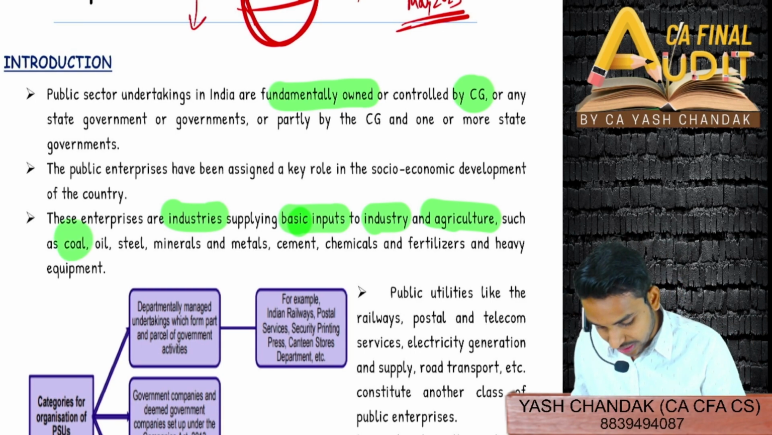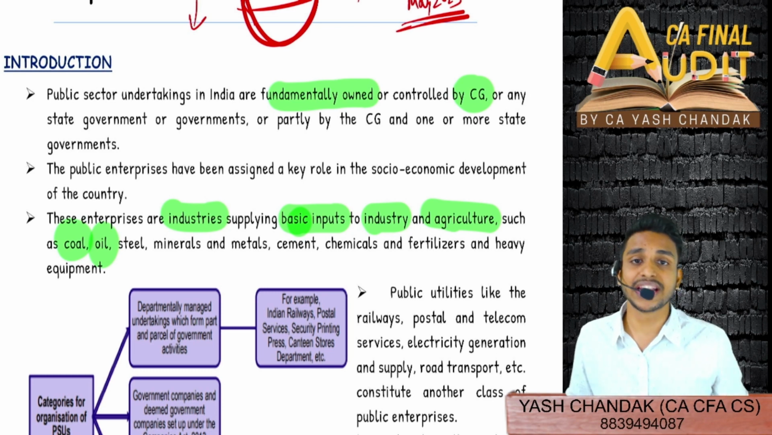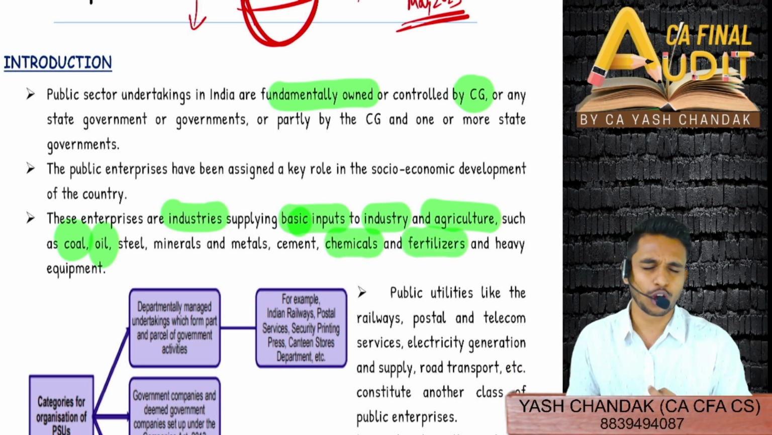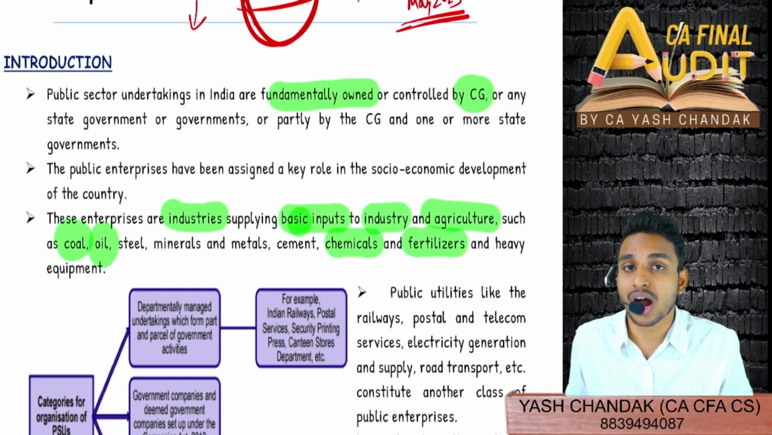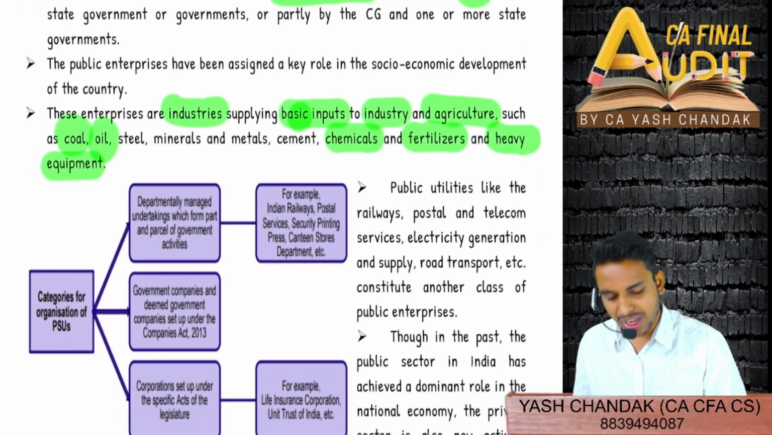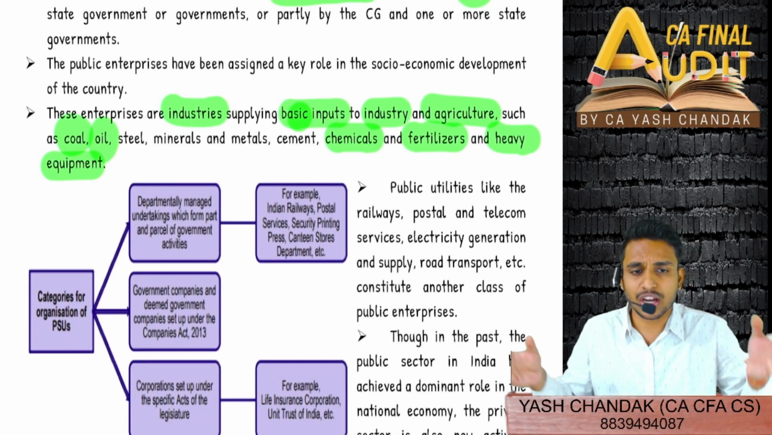Like coal, we have Coal India Limited. For oil, we have Maharatna IOC Limited and ONGC, right? For chemicals and fertilizers, we have FCI, Fertilizers Corporation of India, and heavy equipment. So these all are basic necessities, these are Maharatna companies, public sector undertakings, which are also government companies.